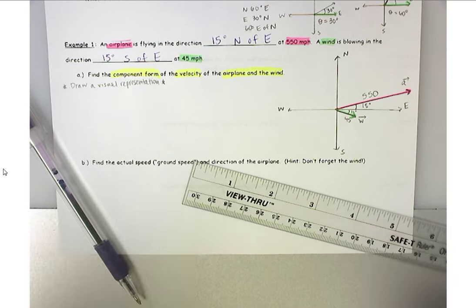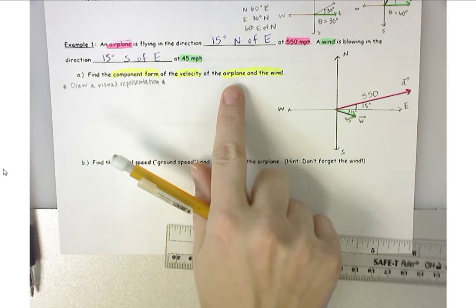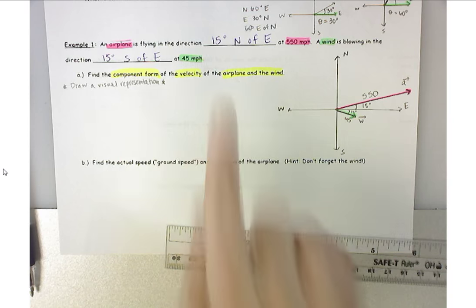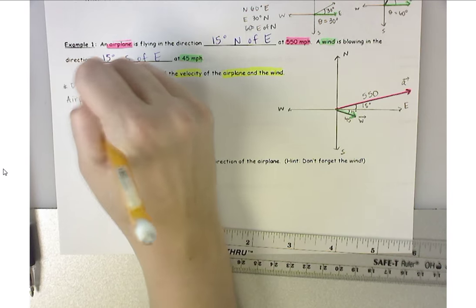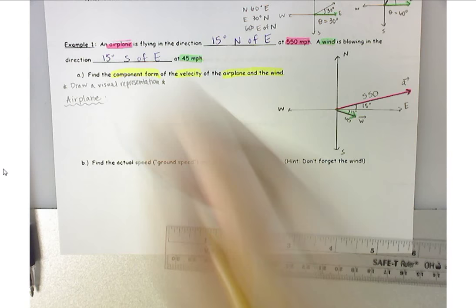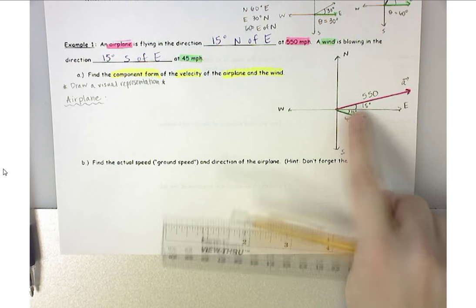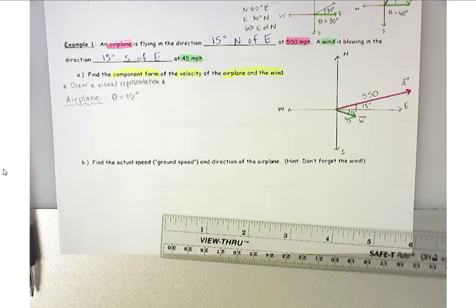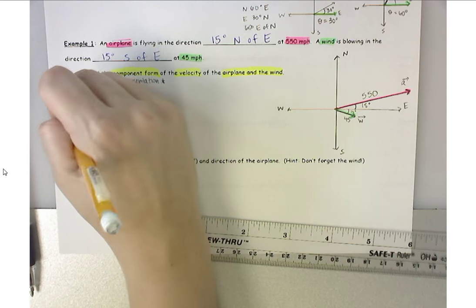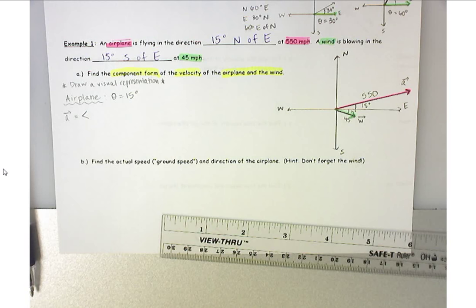Okay, so when we're finding the component form of the velocity of the airplane, we have to know what the theta value is. Remember that theta always starts on the terminal side. So from the terminal side to my vector, I have 15 degrees, so that's going to be my theta. And now I can use my horizontal component and then my vertical component.